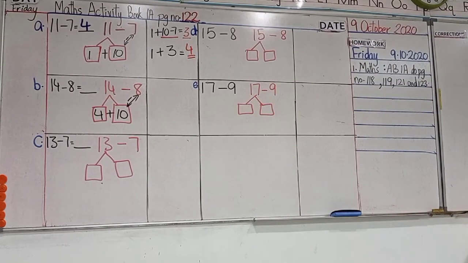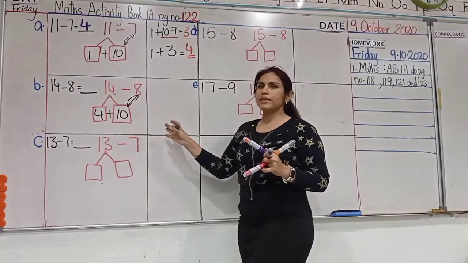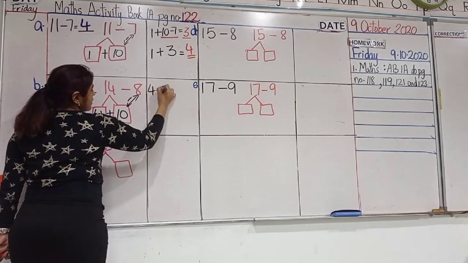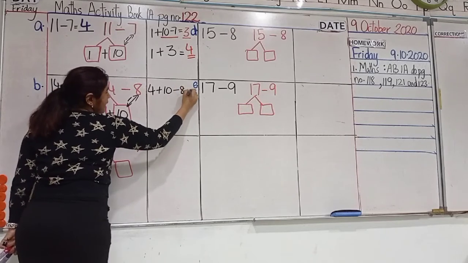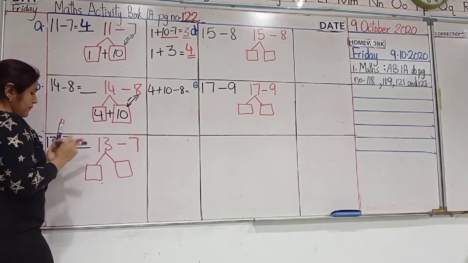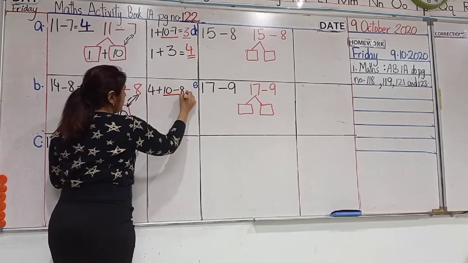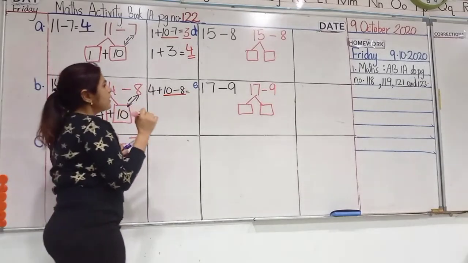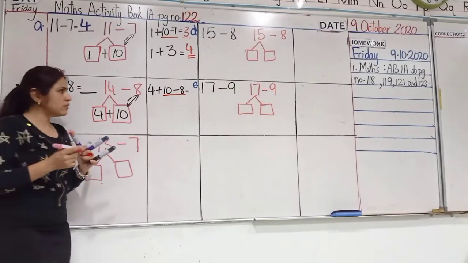Next, put the 3 numbers in a straight line. All of you together say what would be the straight line. 4 plus 10 minus 8. Next step. Underline 10 minus 8. Okay, underline. What would be the answer if you take away 8 from 10?